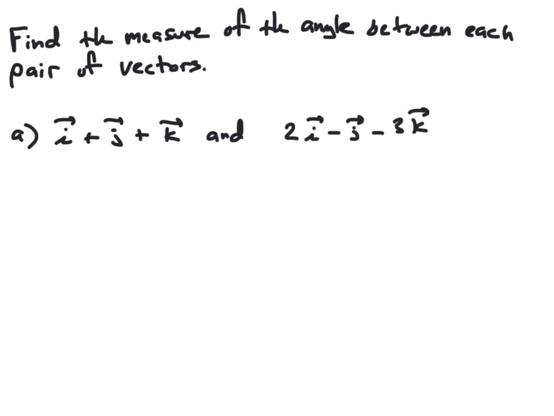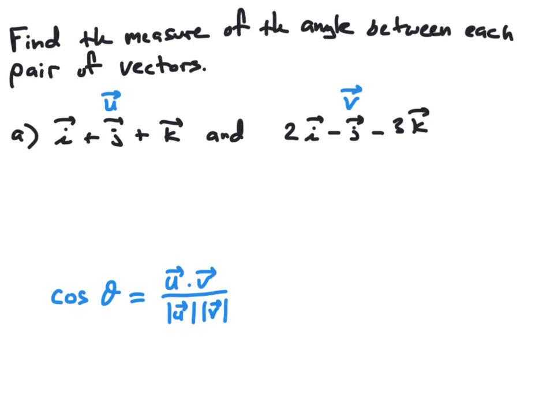First, we'll find the measure of the angle between the vectors i plus j plus k and 2i minus j minus 3k. For some notational simplicity, we'll refer to the first vector as u and the second vector as v. We know that the cosine of the angle between the vectors, which we'll call theta here, is given by u dot v divided by the magnitude of u and the magnitude of v.